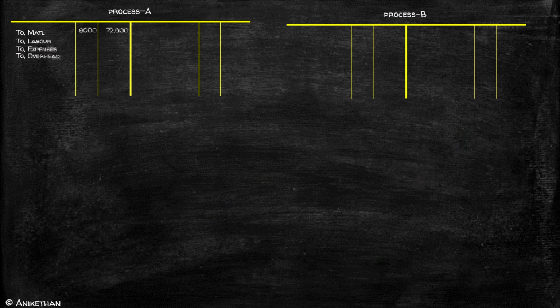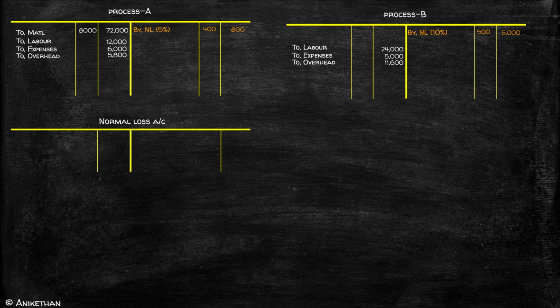So to material 8000 units, 72,000. Then I will record the values of labor, expenses and overhead on both sides, on both processes. And by normal loss, I know 5%, 400 units, 800 rupees. So when there is a normal loss, I'll also open a normal loss account. So here it will come on the debit side. It will come as to process A and to process B. And I record the same value which is recorded there.